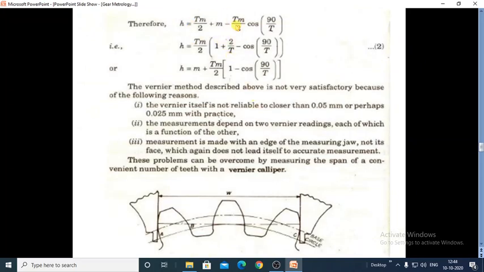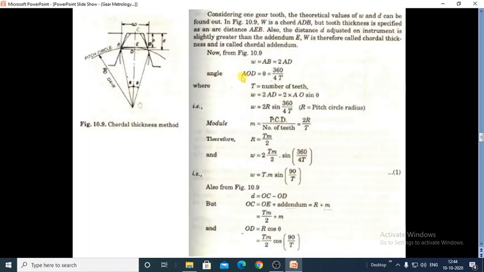This is what OC and OD are. And after simplifying the equation, we will get this value: H is equal to (M plus Tm) divided by 2 into bracket 1 minus cos 90 by T. So this is the value of W and H, the width and the addendum.